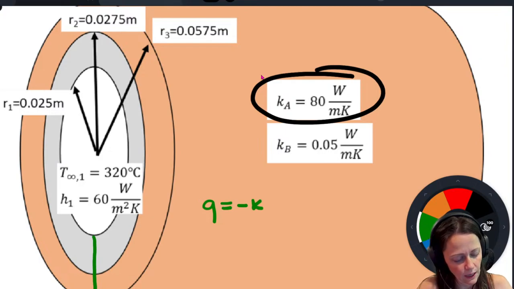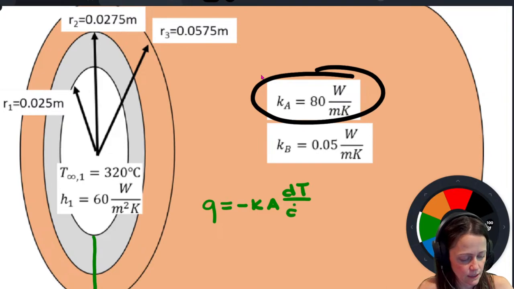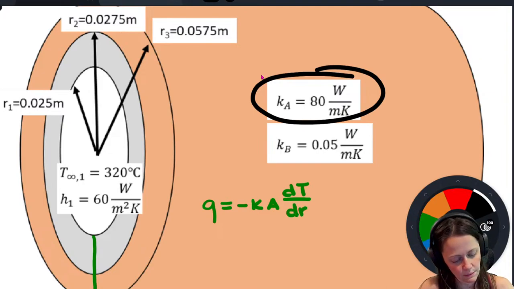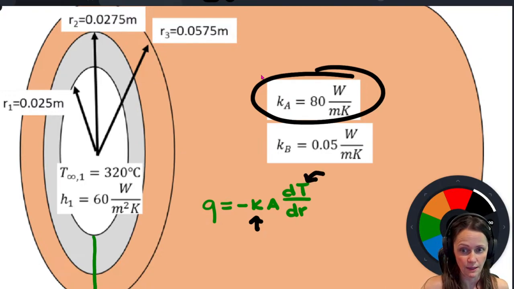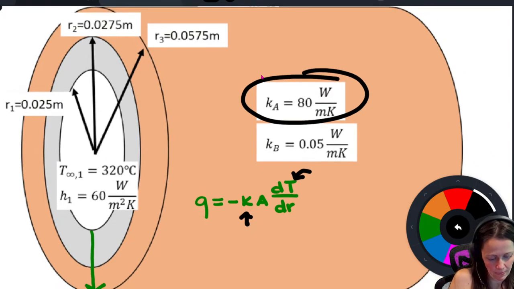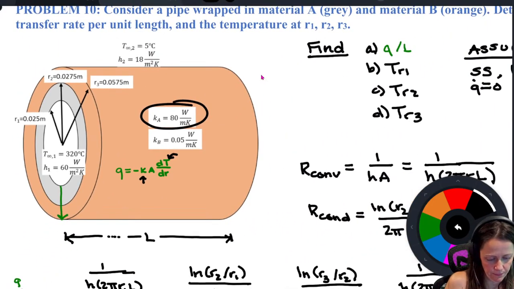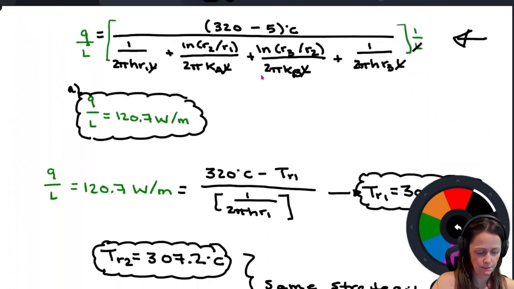negative k A dT/dr. So this guy is high, this guy dT doesn't have to be as big. Okay. So let's keep on going.